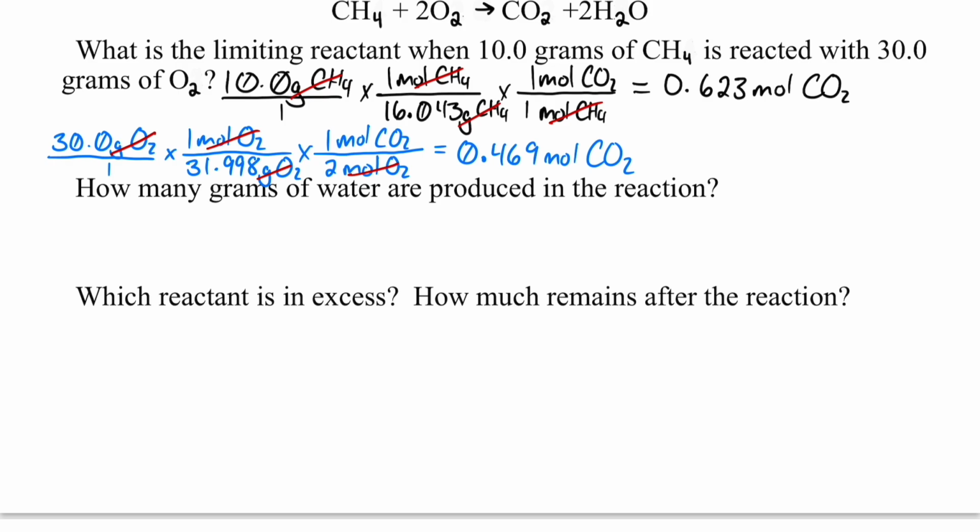All right, now when we compare these, so we converted our 10 grams of methane to moles of carbon dioxide and our 30 grams of oxygen to moles of carbon dioxide, we can see that a lower amount of carbon dioxide is produced from the oxygen. So that tells us oxygen is the limiting reactant.